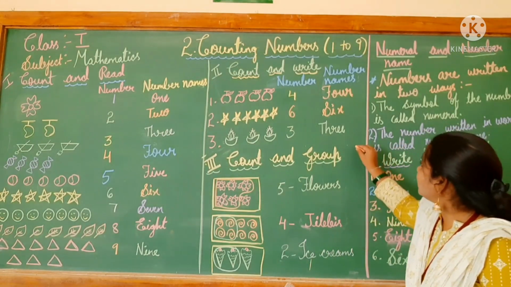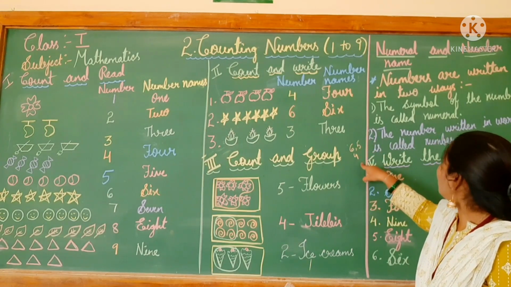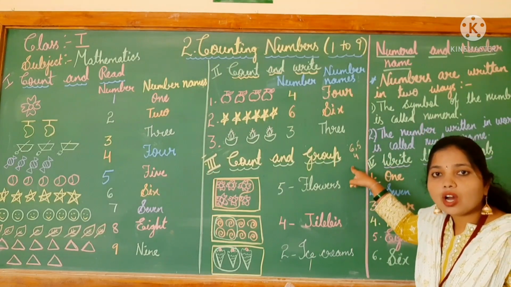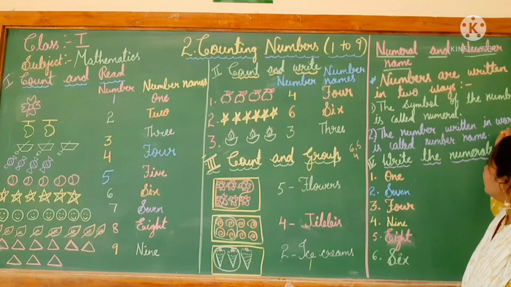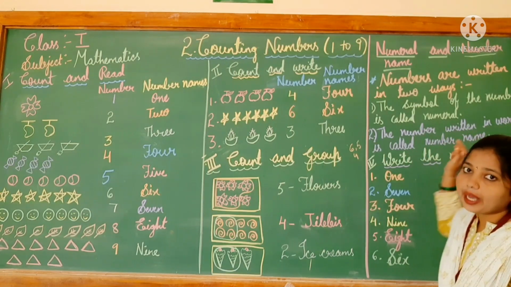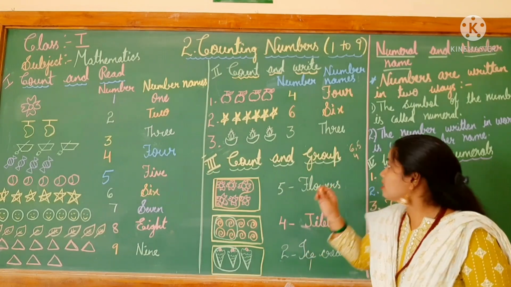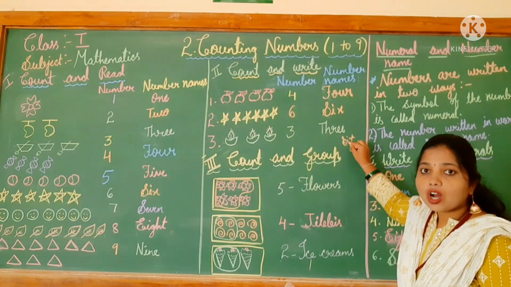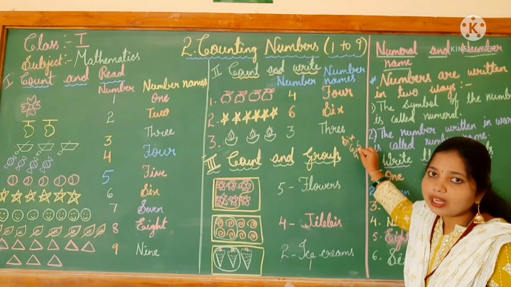For example, children, this is 6, 5, 4. These are all called numerals. The symbol of the number is called a numeral. The number written in words is called a number name. The numbers which are written in words, such as one, two, six, are called number names. And these are called numerals.